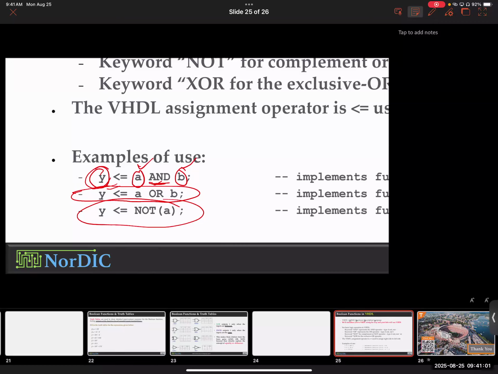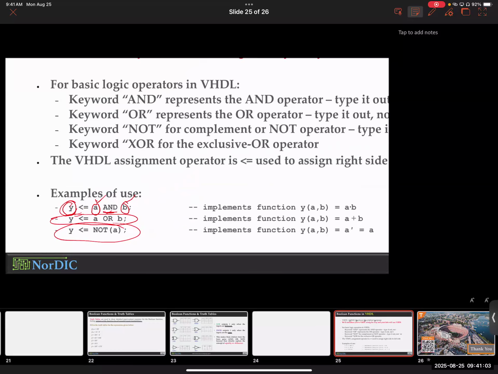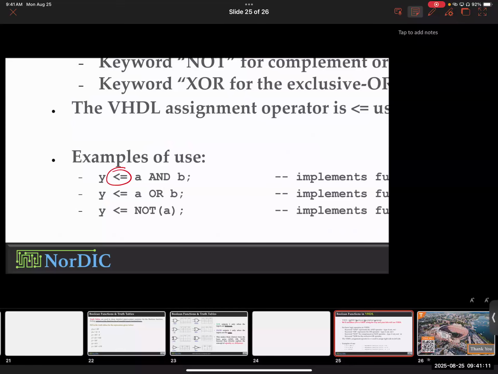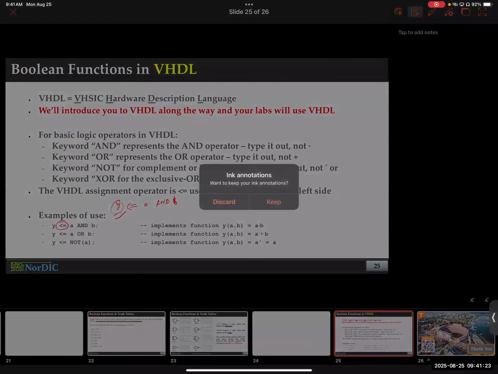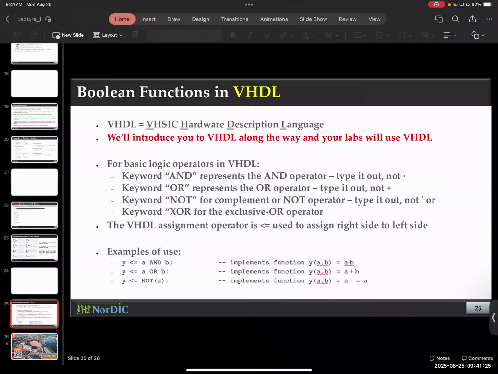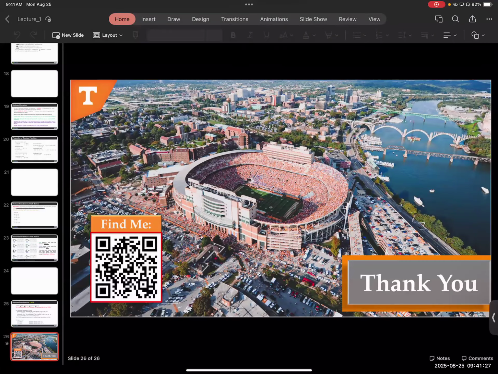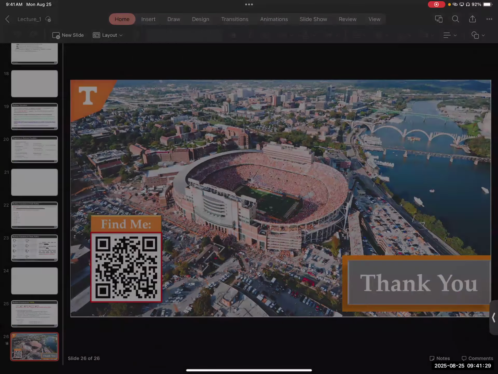So this is just a look ahead of what's coming. You can also do XOR and other logic gates as well. There is a list. Okay, and you use this assign operator instead of equal. So basically you assign A and B to this function, this output Y. Simple. Okay. All right, so let's conclude this lecture and move to the next one.